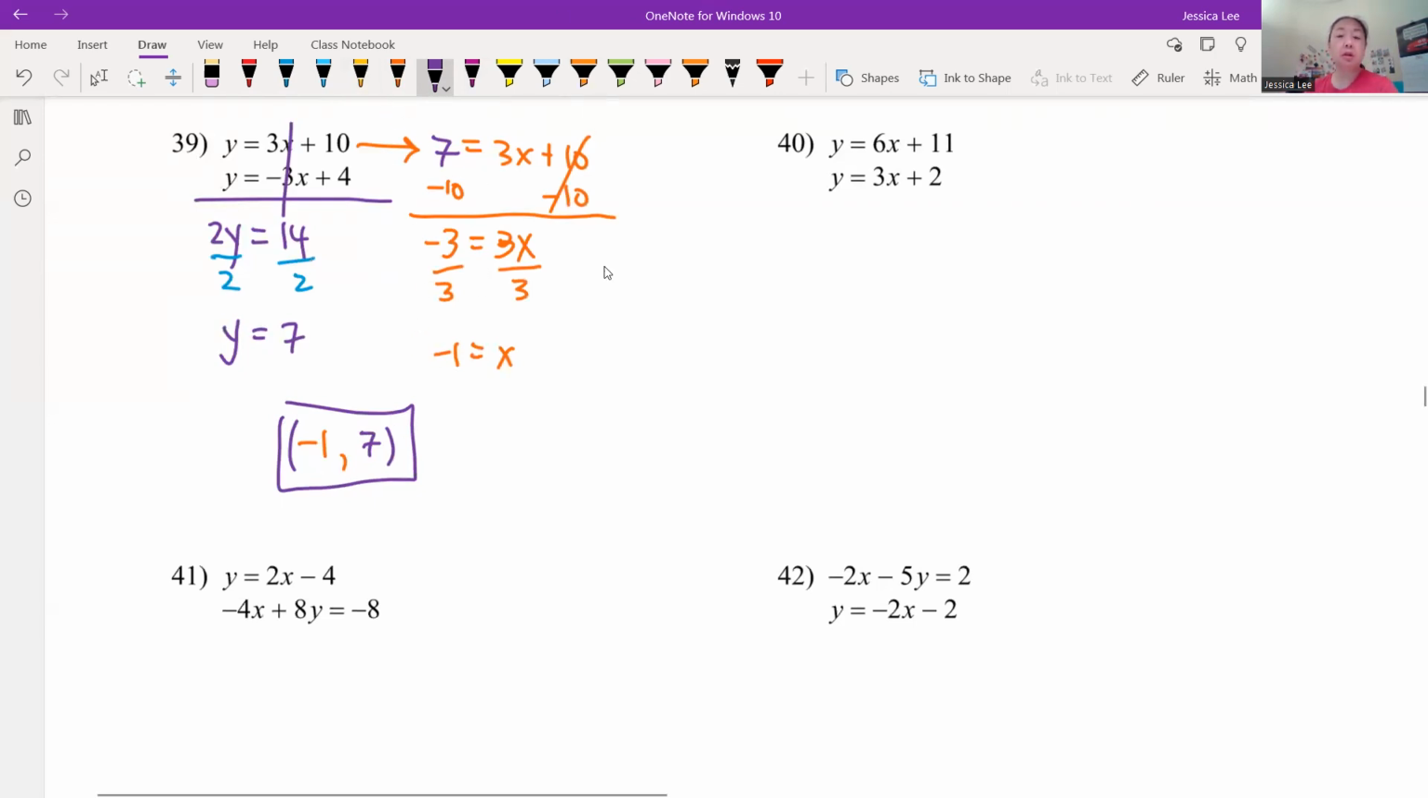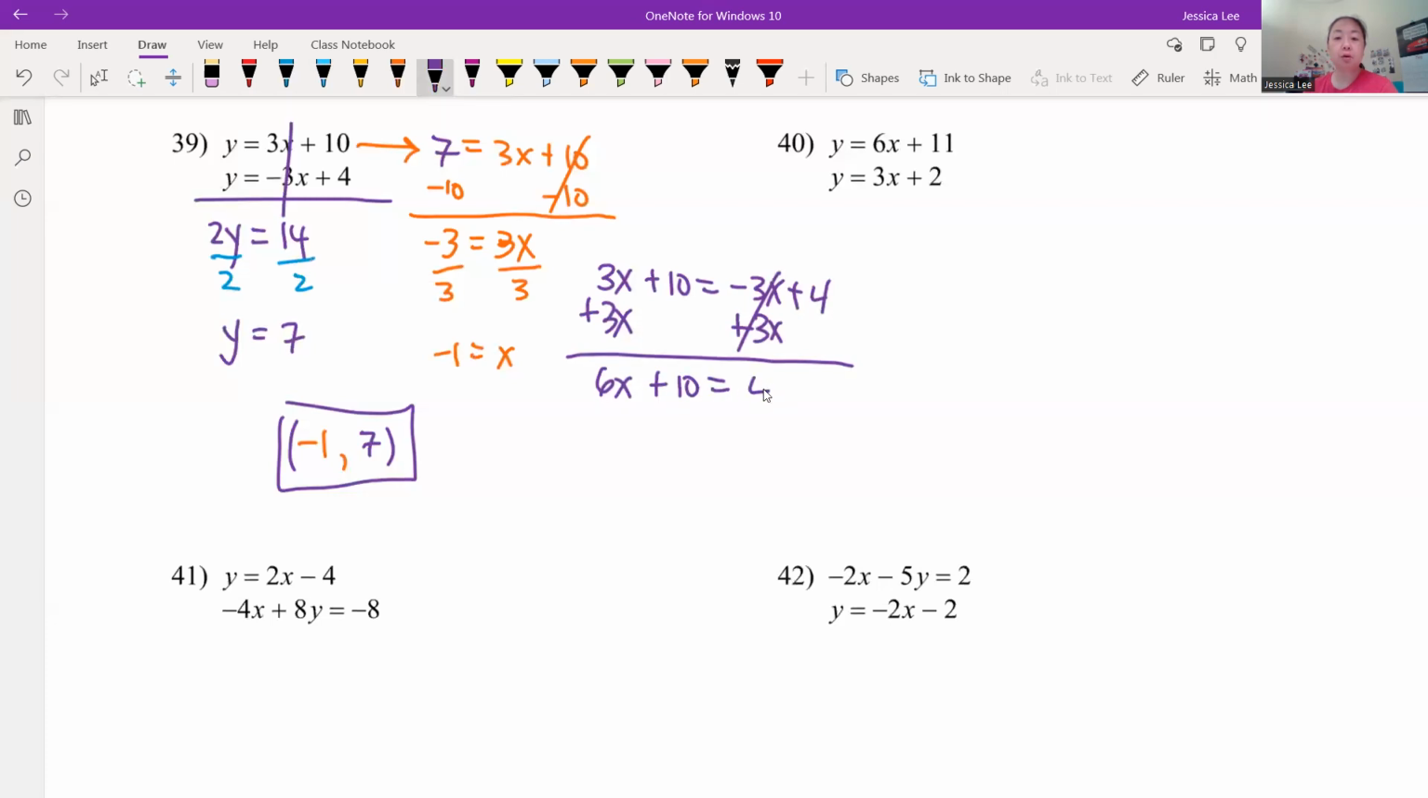Again, let me just show you, yes, you could definitely do it the other way, with substitution. We would normally go 3x plus 10 is equal to negative 3x plus 4, right? This is how we've been setting it up. And again, we would have just added 3x to both sides. You'll see that the answer is the same. Just different methods. So 6x plus 10 is equal to 4. I'm going to subtract 10 on both sides. We get 6x is equal to negative 6. Divide by 6 on both sides, and we get x is equal to negative 1. See, same thing. But which way is faster? In this case, our elimination was faster, right?